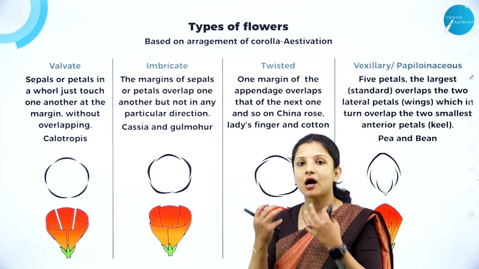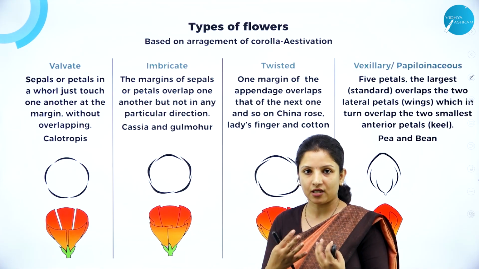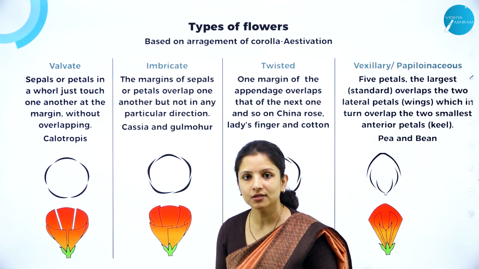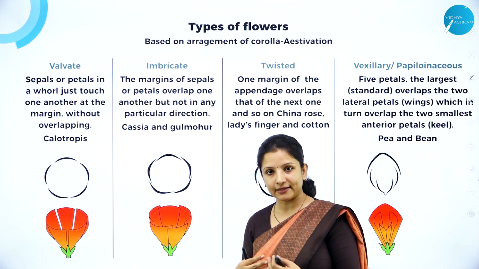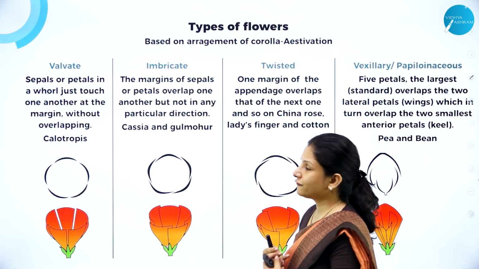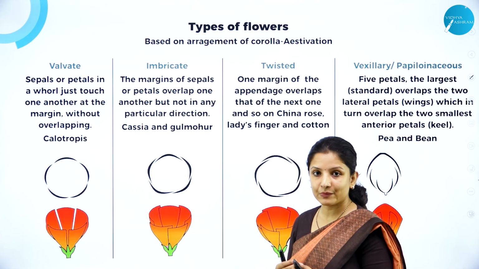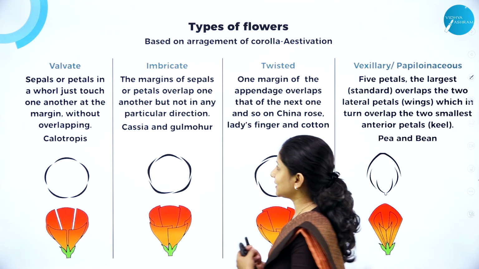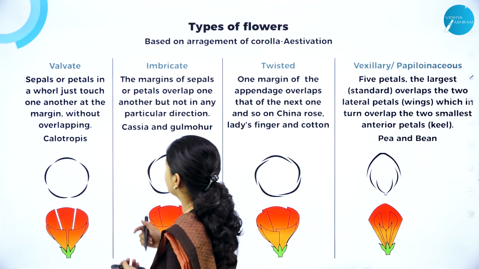Next, talking about estivation, that is based on how the sepals and petals are arranged. The arrangement of sepals or petals in the flower whorls, or in the flower bud especially, is called estivation. Based on that, it is of 4 types: valvate estivation, imbricate estivation, twisted and vexillary or papilionaceous estivation. Let's study about this one by one.